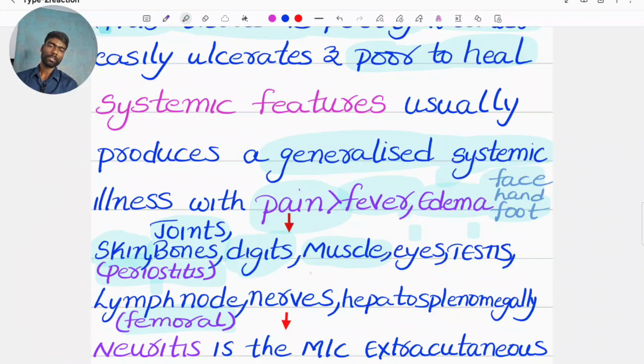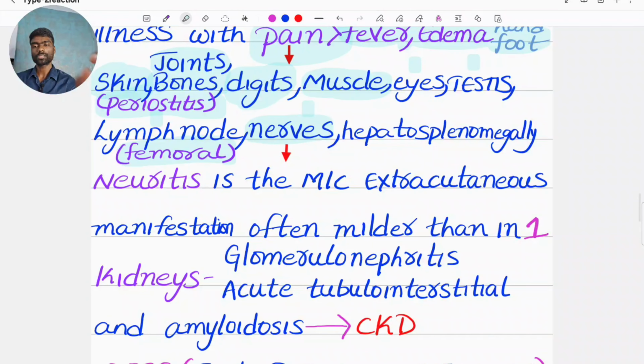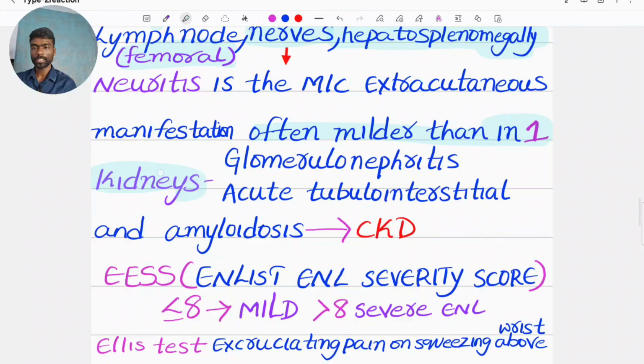Nerves and bones, remember like this in cross section, these both also will be involved. Neuritis is the most common extracutaneous manifestation, often milder than in type 1 reaction. Systemic features in type 2 reaction are more. Neuritis in type 1 reaction is severe. Hepatosplenomegaly, these organs also will be tender. Kidneys are also affected, because of glomerulonephritis, acute tubulointerstitial nephritis, because of immune complex deposition, and amyloidosis, which may ultimately lead to chronic kidney disease. Because of this involvement of kidney, there will be proteinuria and hematuria, loss of proteins through urine.